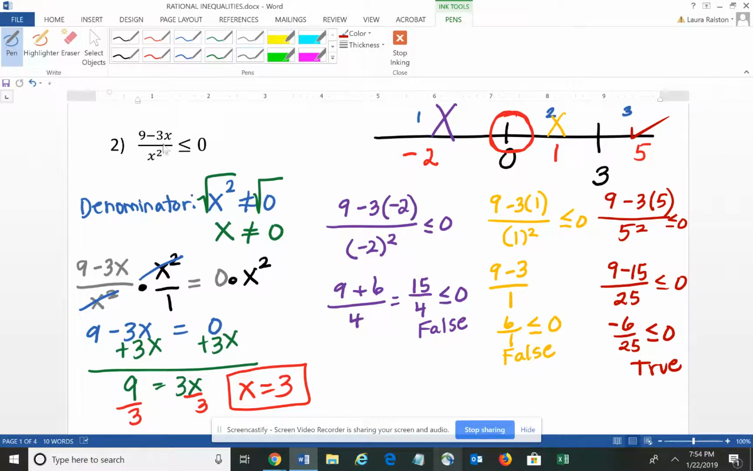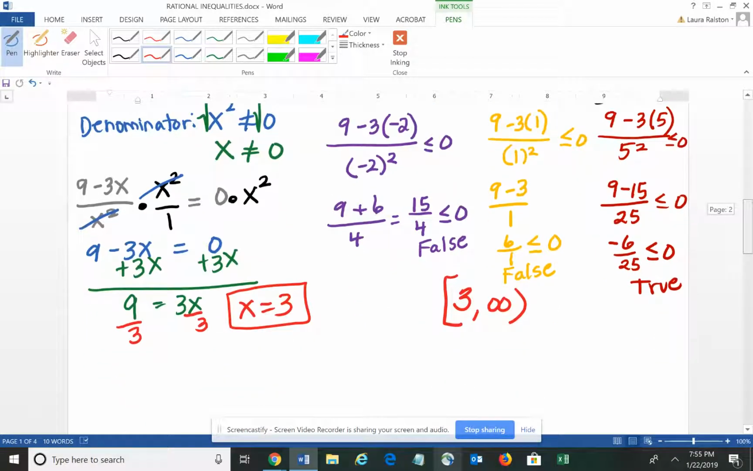Now again, we have to think about, can we use the 3? In the original equation, it is equal. So that means I could have a value of exactly 3. 3 would not cause the denominator to be 0. So we're going to start at 3. We're going to work our way to positive infinity. And your answer in interval form would be from 3 to positive infinity.